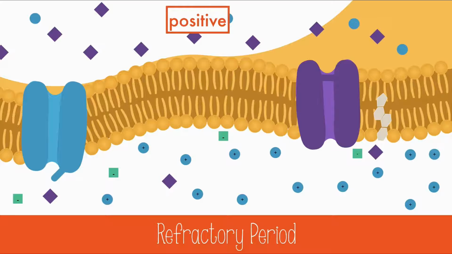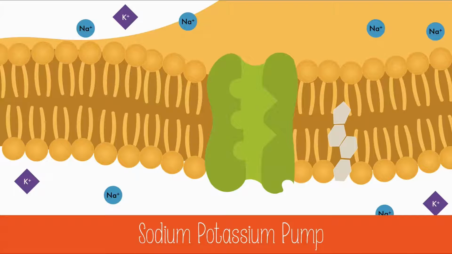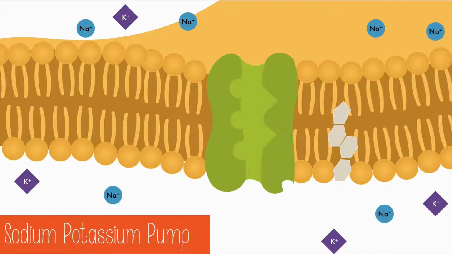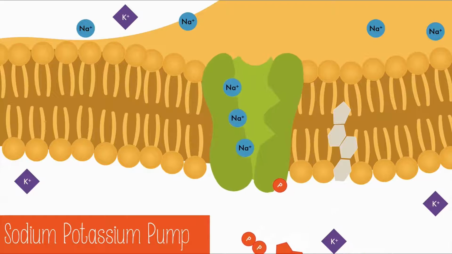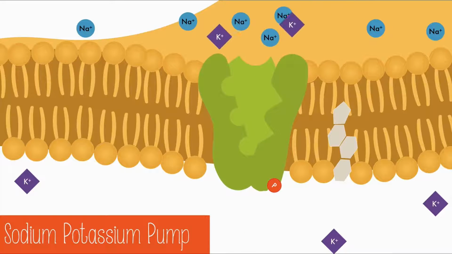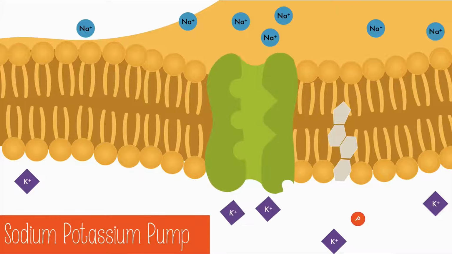But this means moving against concentration gradients, which means energy must be used. During the refractory period, the sodium-potassium pump will move 3 sodium ions out of the cell and 2 potassium ions into the cell with 1 ATP molecule. This must happen constantly and rapidly, so the brain uses a significant amount of your body's energy. In a matter of milliseconds, the sodium-potassium pumps will restore resting potential and another action potential can move through.